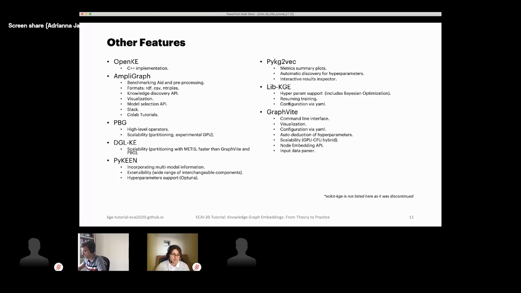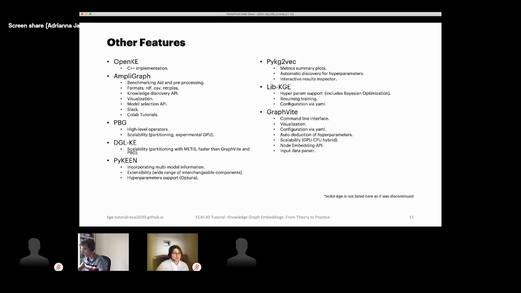Then we have PyTorch BigGraph, PBG, which has a slightly different approach than the other libraries, as it does not offer models as such. It offers high-level operators that you can combine together to create models. So it's maybe suitable for more skilled users. It also offers extended scalability through partitioning and experimental GPU support. Then DGL-KE is also good for scalable applications, as it provides partitioning with METIS, and it's faster than GraphVite and PyTorch BigGraph.